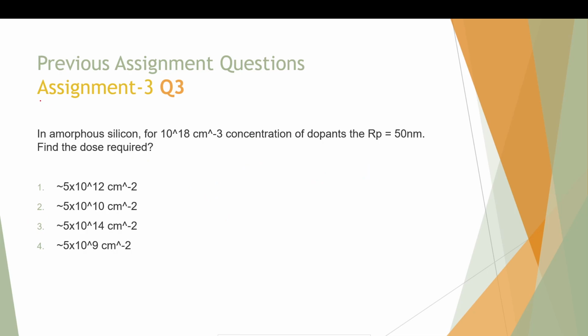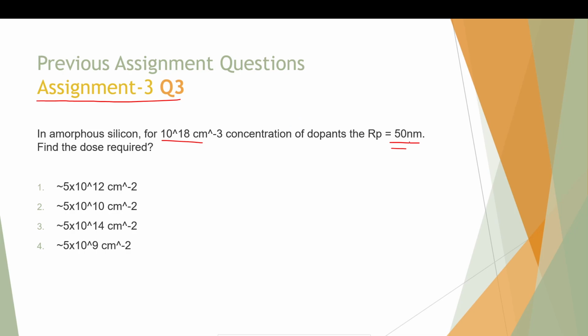Okay, so the next question is from assignment 3. In amorphous silicon, for 10 power 18 per centimeter cube concentration of dopants, the Rp, which is nothing but the projected range, is given to be 50 nanometer. Find the dose required.